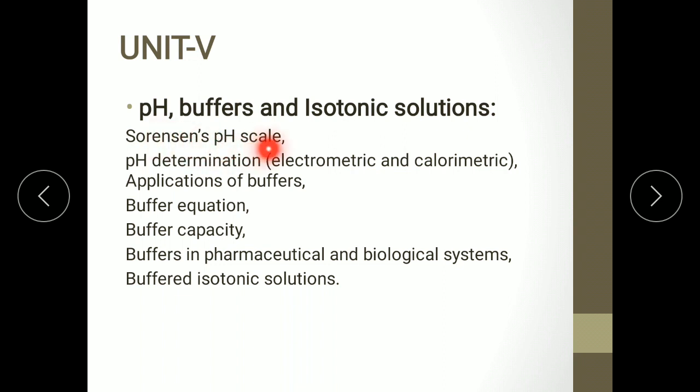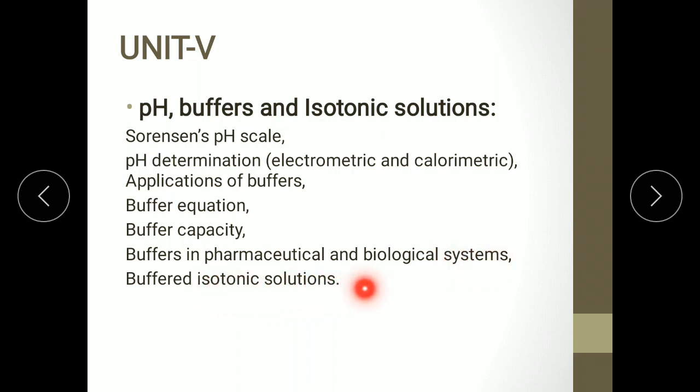Here Sorensen's pH scale, what is Sorensen's pH scale, that we have to see. Then pH determination, I think this was not there in first sem, that we have to see here. Electrometric and colorimetric methods of pH determination. Application of buffers we have seen in first sem also. Buffer equation, that is the Henderson-Hasselbalch equation, the HH equation. Again, we have to see how it is derived. Then buffer capacity also we have seen. Buffers in pharmaceutical and biological systems.